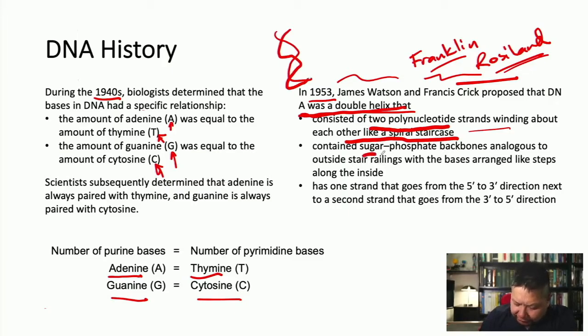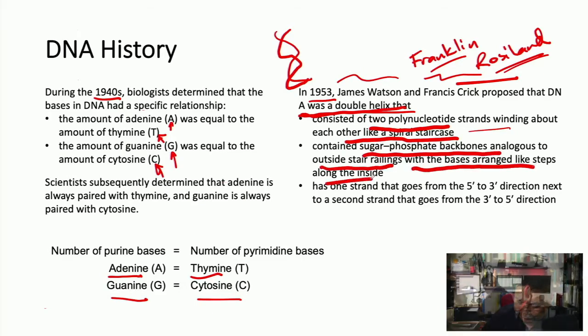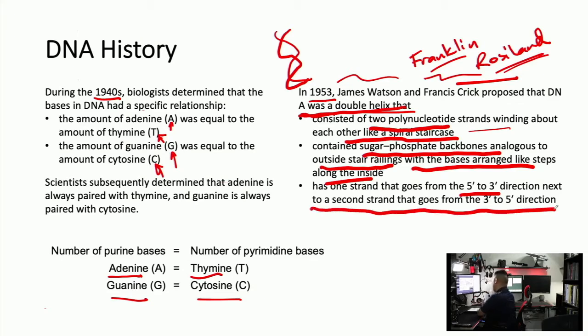It contained the sugar-phosphate backbones that are analogous to the rails on a staircase, with the bases arranged like steps along the inside, right? And they are actually anti-parallel to each other, right? Where the 5' to 3' end is bonded to the 3' to 5' end in that direction, right? So if we were to look at a DNA molecule, let's see if I can draw it again here.